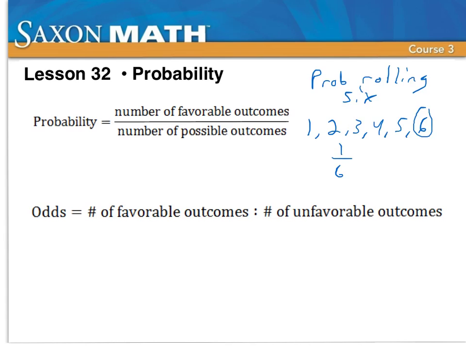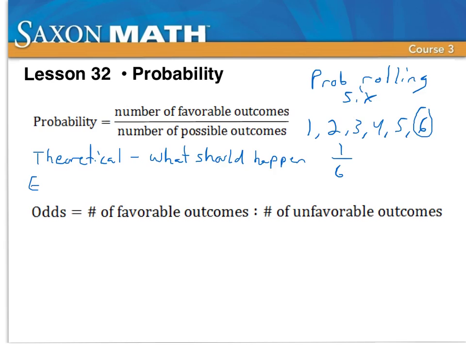And we need to know theoretical versus experimental probability. Theoretical is what should happen. Meaning, if I roll a die 6 times, I should only get a 6 once, judging by the probability here. Because I should get a 6 once, a 5 once, a 4 once, a 3 once, a 2 once, and a 1 once, because they're all equally probable. So theoretical is what should happen if I actually rolled a die 6 times.